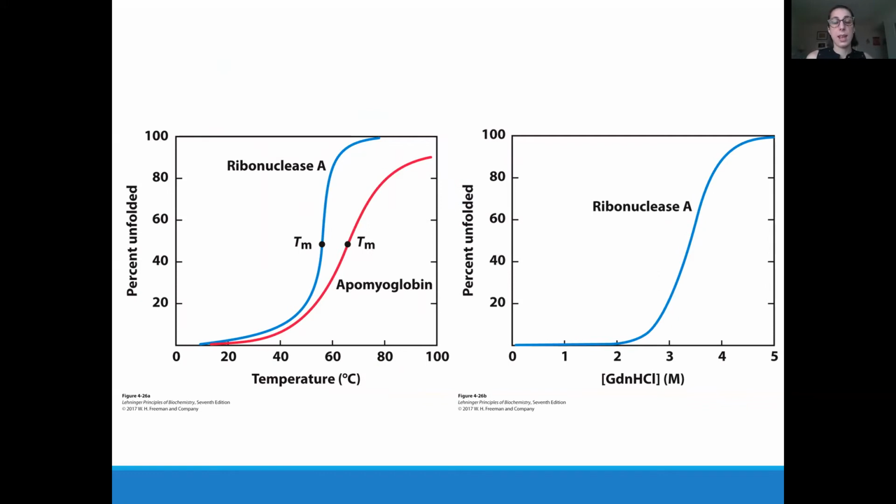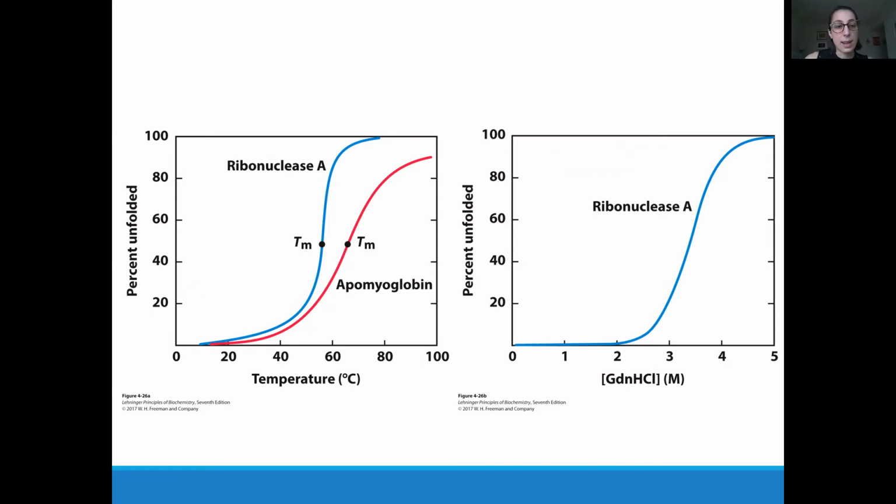Protein denaturation can be measured, and we often measure it to get an idea of the stability of proteins. And as noted, proteins can be denatured in a variety of environments. So here we're looking at the percent unfolded of two different proteins. This is ribonuclease A and apomyoglobin. Myoglobin is a protein associated with oxygen transfer in organisms that are not using hemoglobin.